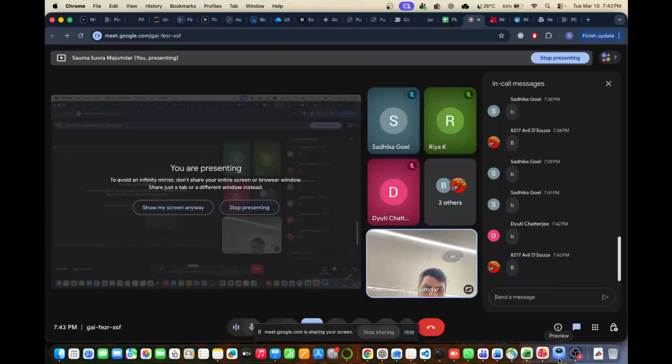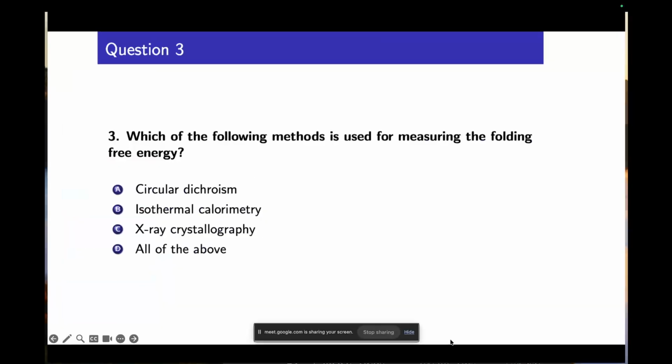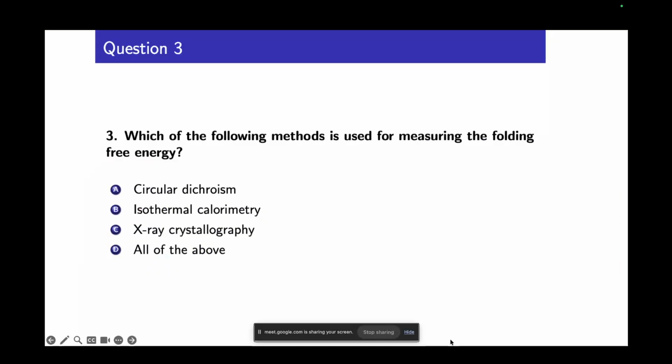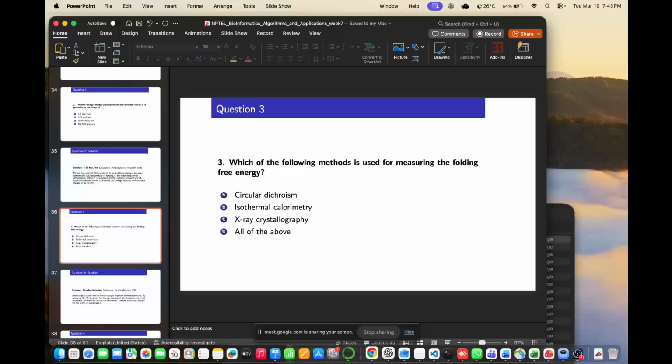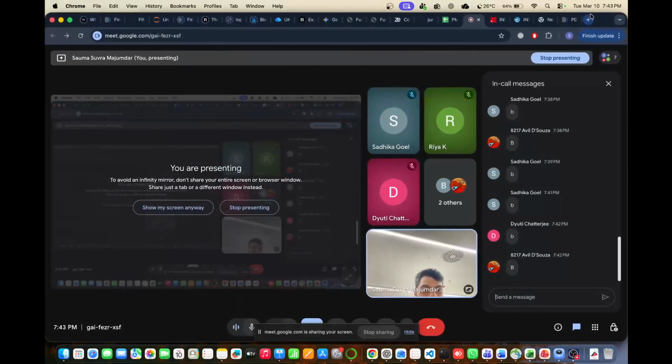I'm not sure why it's B, but circular dichroism is definitely used. It basically checks the difference between absorption of right and left-handed circularly polarized light by the chiral molecule. So that is definitely used for measuring the folding free energy. I'm not sure about isothermal calorimetry. All of you are answering that. So has this been discussed or anything?